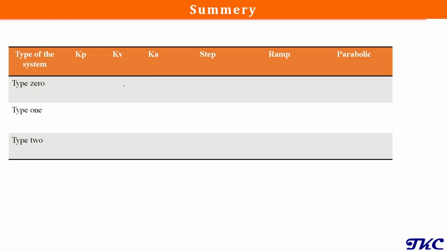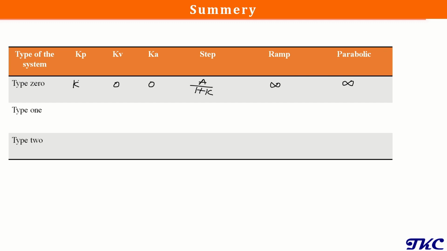So let's summarize what we have studied in this lecture. So let's consider a type 0 system. For a type 0 system, we got positional error coefficient as K, velocity error coefficient as 0, and acceleration error coefficient as 0. And the steady state error for a step input we got as A by 1 plus K, which is a constant. For a ramp input, we got it to be infinity. And for parabolic input, we got infinity.